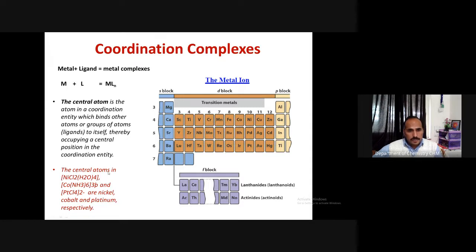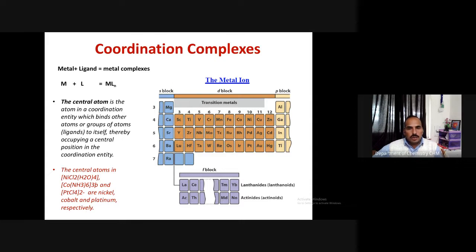The central atom in, let's say, a nickel complex here, cobalt hexamine complex or platinum Cl4 2 minus complex. The central atom in these, this as such, is called a coordination entity, right? So these nickel, cobalt, platinum are the central atoms in these examples, and the coordination entity is this entire thing which is inside the square bracket. Okay.